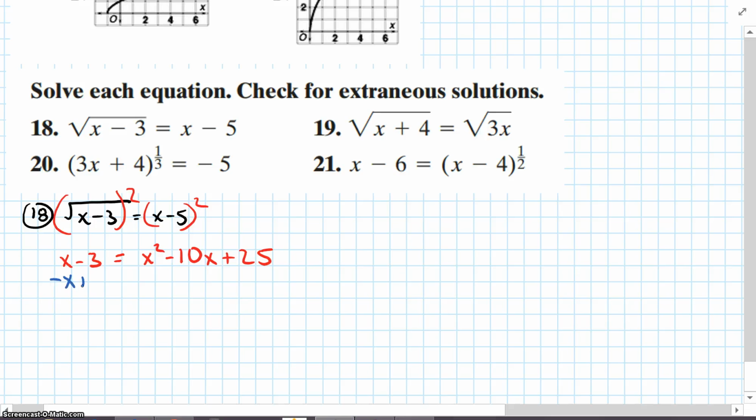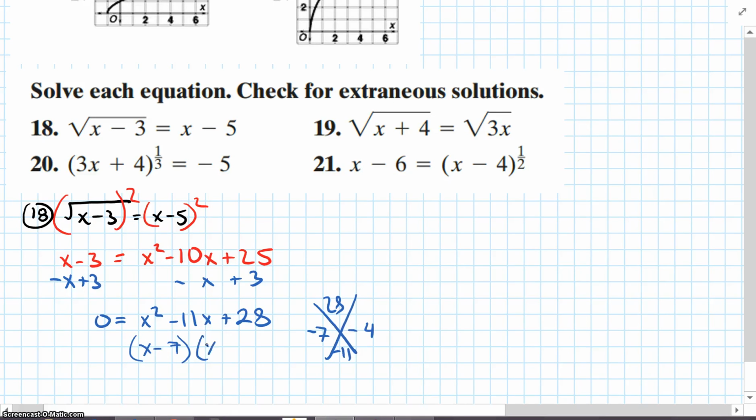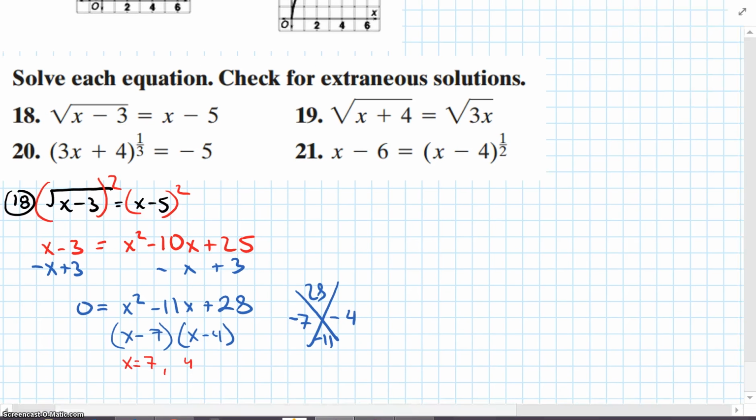So we're going to subtract x and add 3 to get this thing set equal to 0. So I'm going to get 0 equals x squared minus 11x plus 28. We need two numbers that have a product of 28 and a sum of negative 11. Well, that's easy. Negative 7 and negative 4. So that's x minus 7 times x minus 4. So x equals 7 or 4.